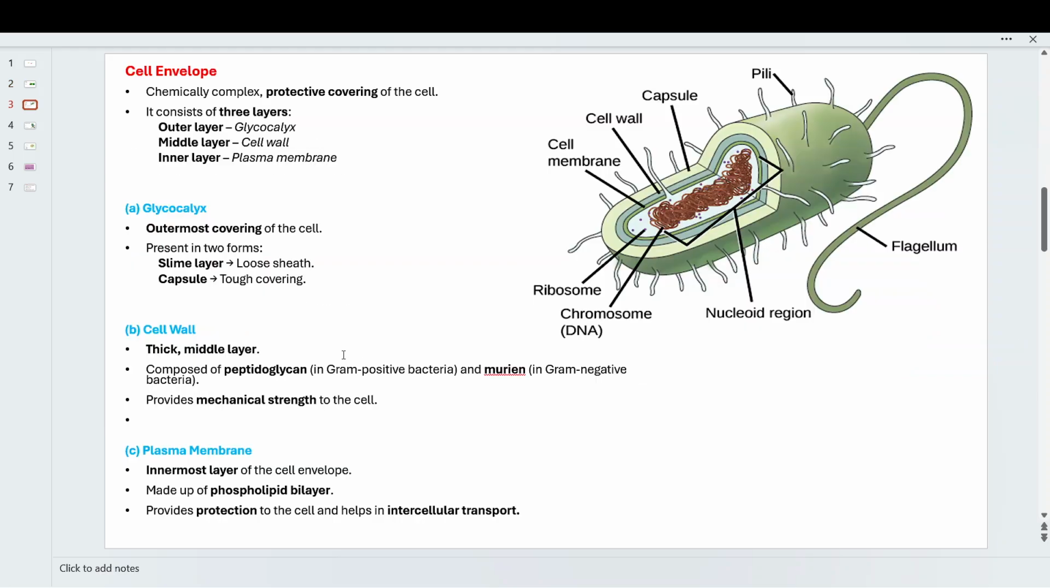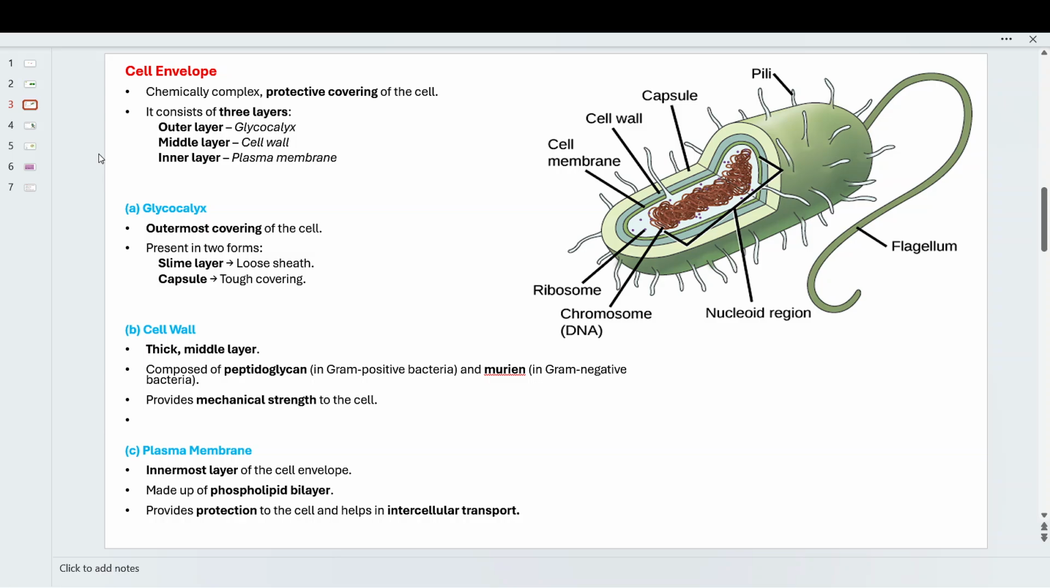Now let's talk about the next structure of the prokaryotic cell. Let's move on to the cell envelope. As we can see in this image, here is the protective covering of this bacterial cell or prokaryotic cell. Mostly prokaryotic cells are present in bacterial cells, meaning bacterial cells are made up of prokaryotic cells, the simpler ones.